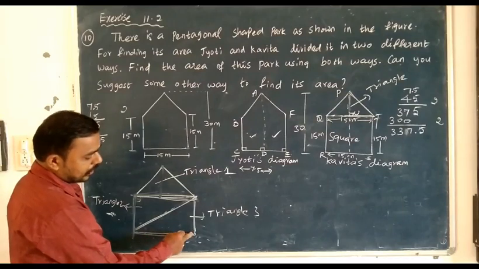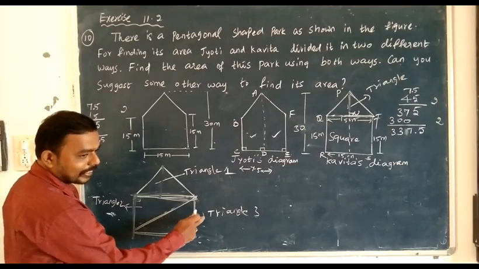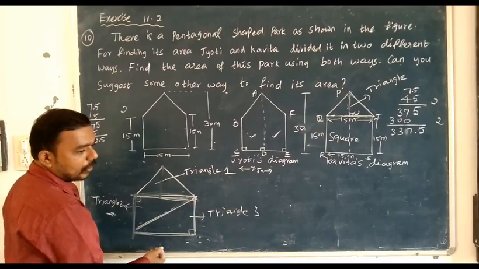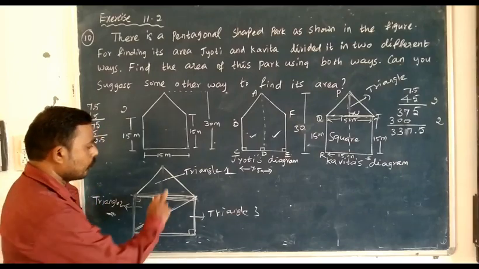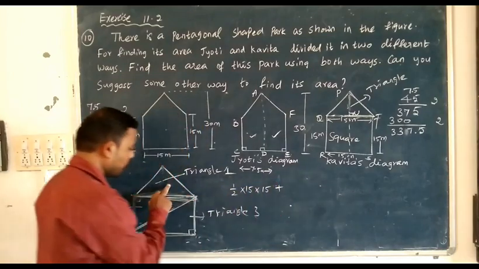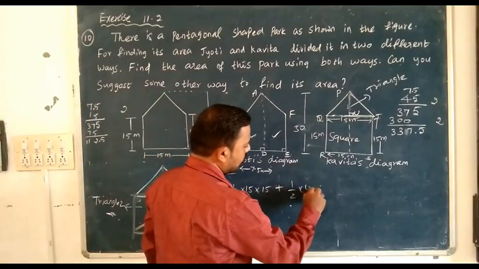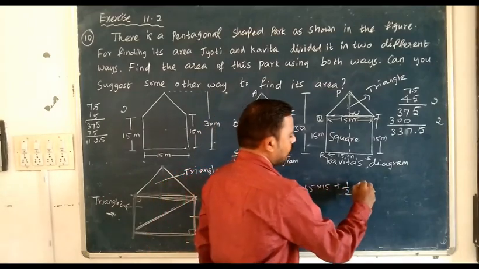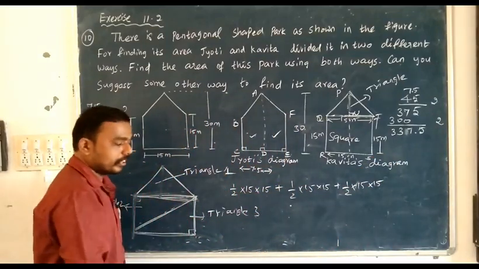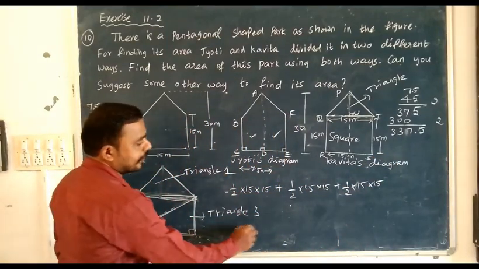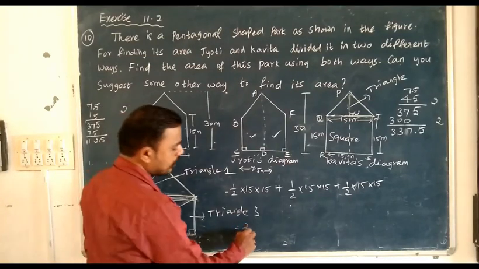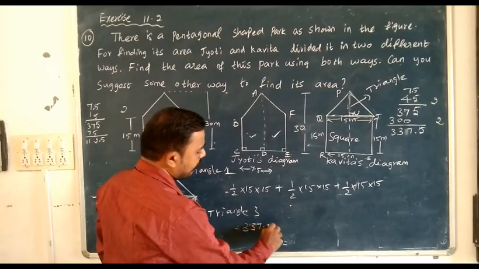Think about this side. This is a perpendicular line, so you can consider this as base or this as base. So 1 by 2 into base, this is 15, this is also 15. 1 by 2 base into 15. So this one also 1 by 2 base into 15, 15 into 15, plus triangle 2: 1 by 2 into 15 into 15, plus 1 by 2 into 15 into 15. You can add all those three things. So finally we can get your answer: 112.5 plus 112.5 plus 112.5, so that is 337.5.